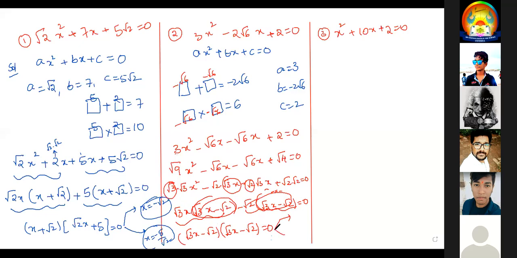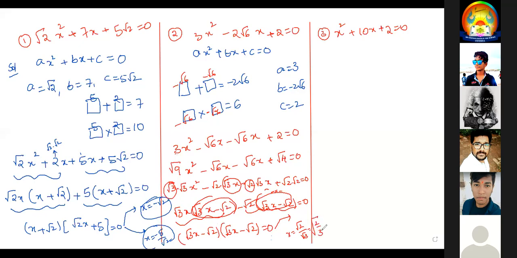Now, if I draw like this, you should say, sir, why is there any need to draw two lines? No. Why? Because both are similar terms. So it is enough to write x is equal to root 2 by root 3, or root over 2 by 3. Anything is fine.